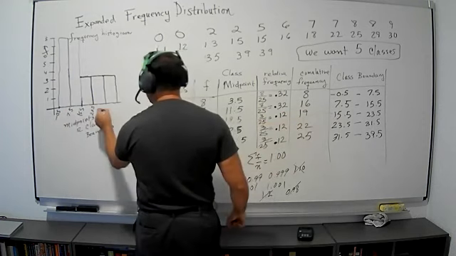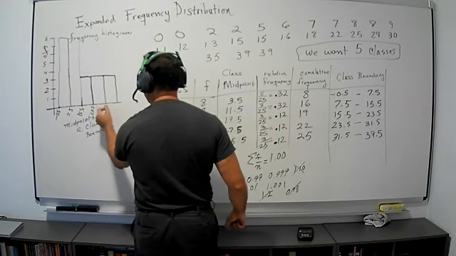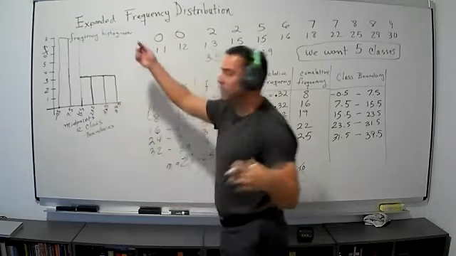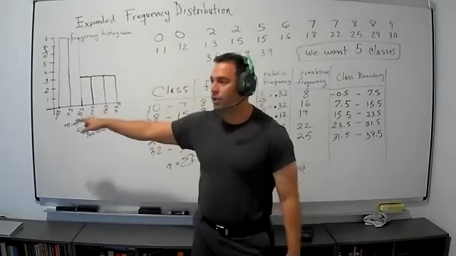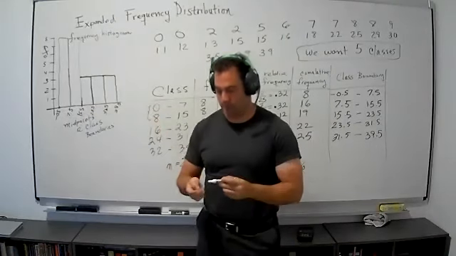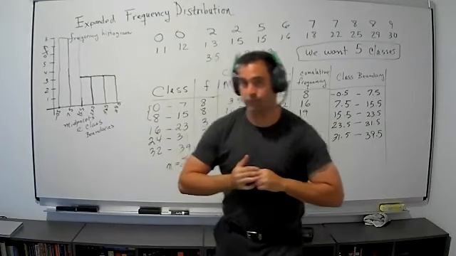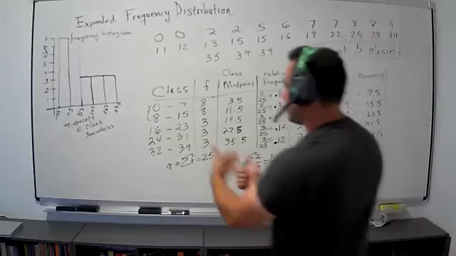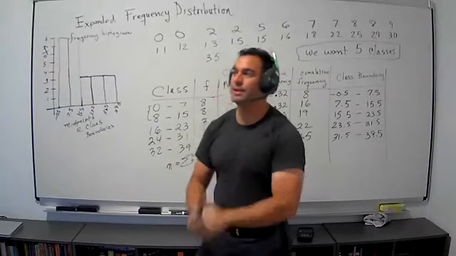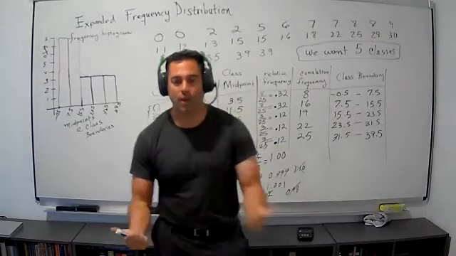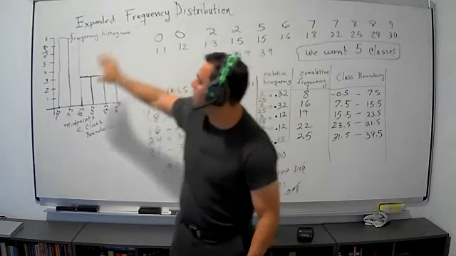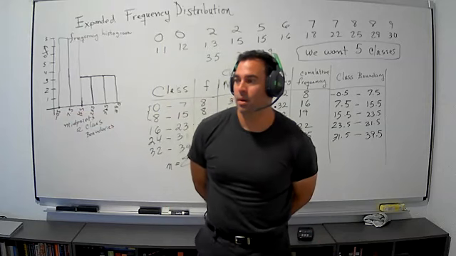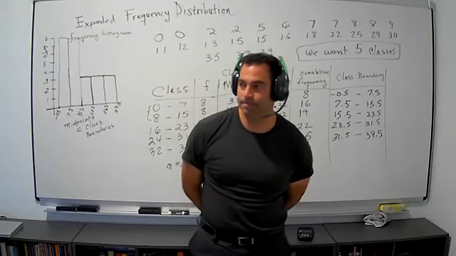Then you have 31.5. And then you have 39.5. And I could have also done this frequency histogram using class boundaries. You could have used midpoints or class boundaries. Now on a test or quiz, I will tell you what I want you to use because it's easier for me to grade that way. But for a frequency histogram, you can use either class boundaries or midpoints. Are we good?